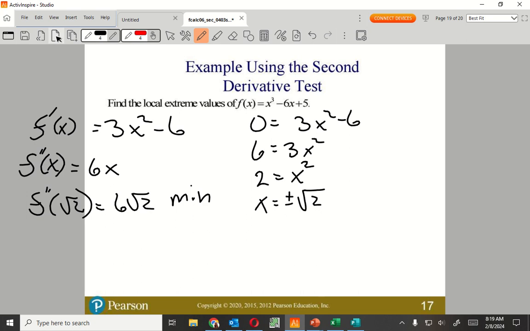Do it again. F double prime of negative rad 2 is going to give me a negative 6 rad 2. And according to the second derivative test, that means I'm going to have a maximum.